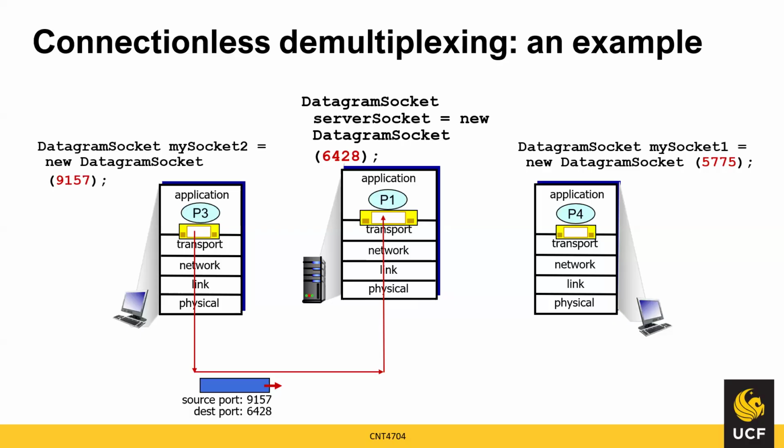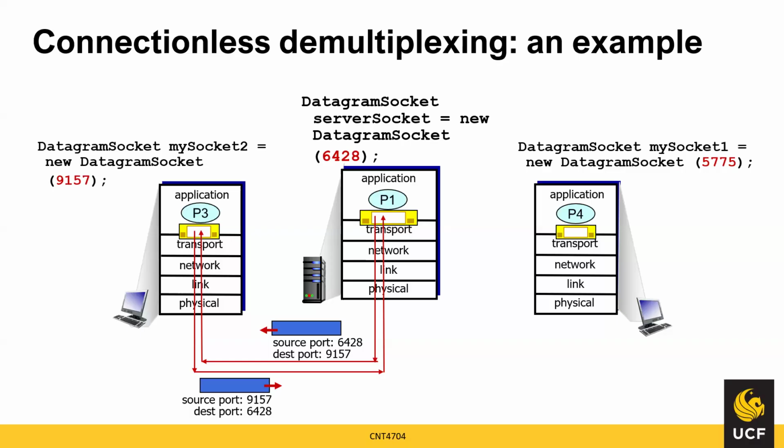Now P1 would reply back to P3, and as we know from chapter 2, we'll use the destination port number, which is 9157. It just flips the processes. It's like when you mail something to another address: you attach your address as the sender and the receiver's address, and then he receives it and sends a reply.